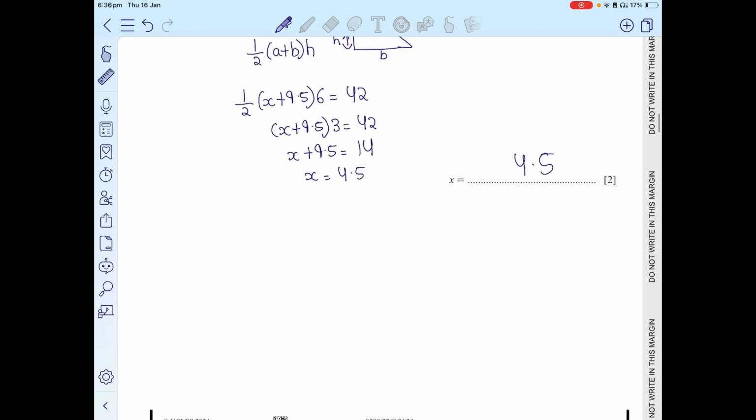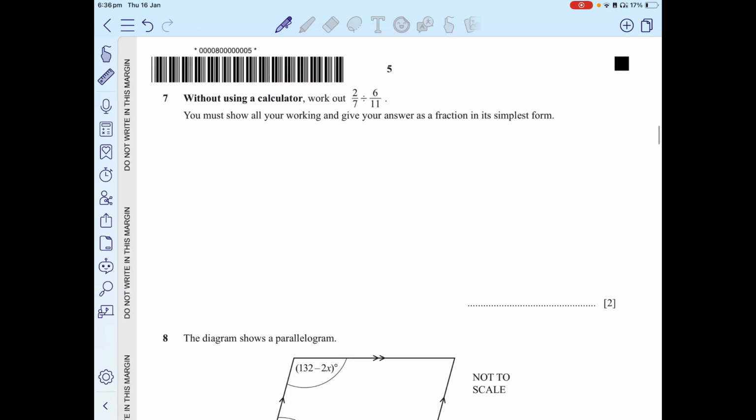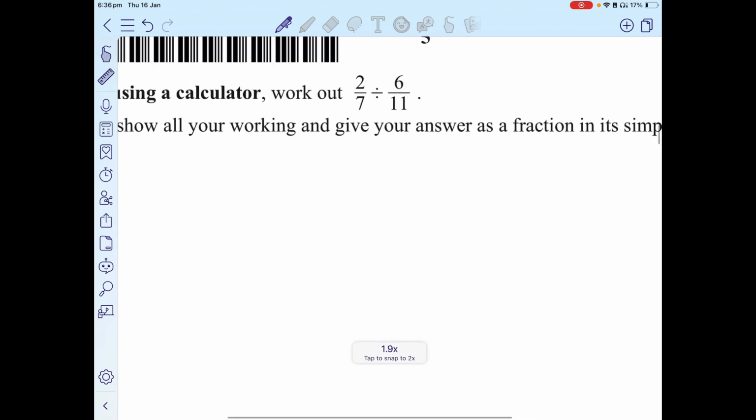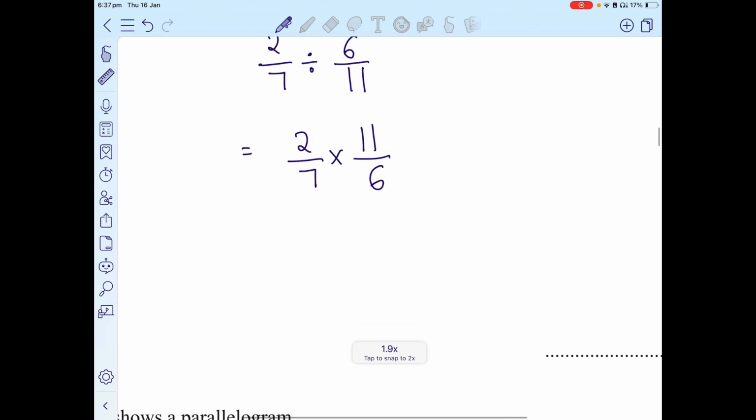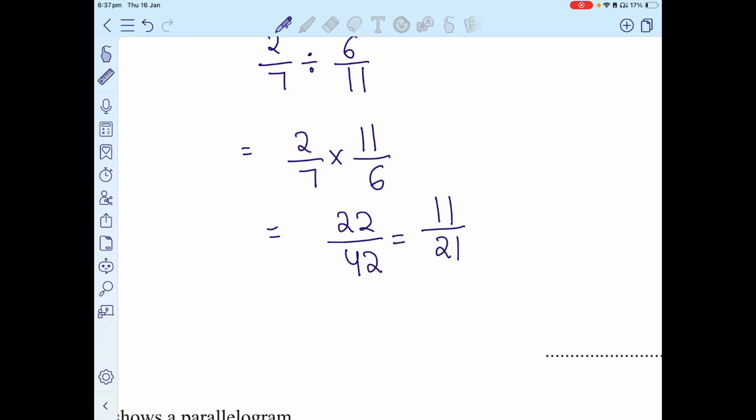All right, now we move on to the next question. It says without using a calculator, work out 2 over 7 divided by 6 over 11. So in order to get this, you take 2 over 7 and you reciprocate the other fraction. That means it goes 11 over 6 rather than 6 over 11. So when you multiply that, you get 22, because you just simply multiply 2 times 11 is 22, and 7 times 6 is 42. So if you now simplify, 22 is an even number, so you can write 11, and 42 is going to be 21. So your answer should be 11 over 21.